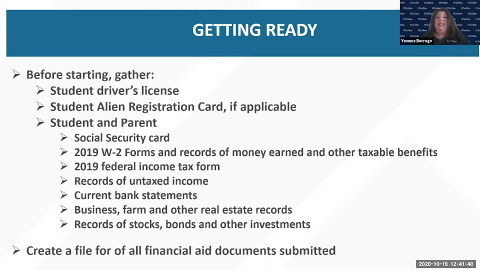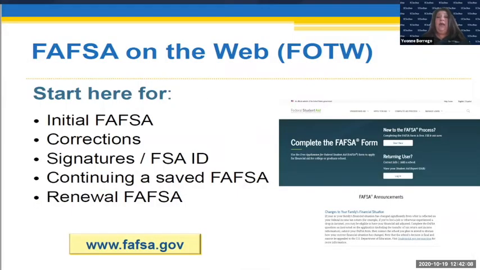Your 2019 federal income tax form, records of untaxed income, current bank statements, if you have a business or farm or other real estate, records of those, and records of stocks, bonds, and other investments. There are going to be questions, so you should have these records available when you go to complete your FAFSA or your DREAM application. FAFSA is on the web, and you're going to complete your FAFSA. You can make corrections. You're going to sign it. You're going to save it. You're going to do this every year.